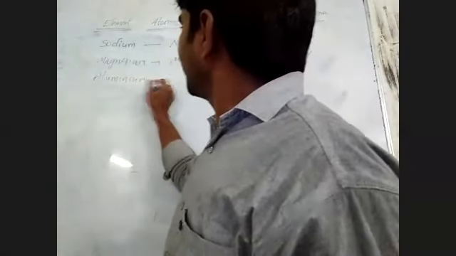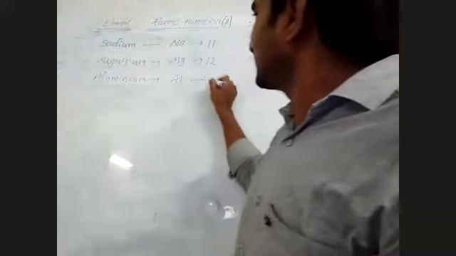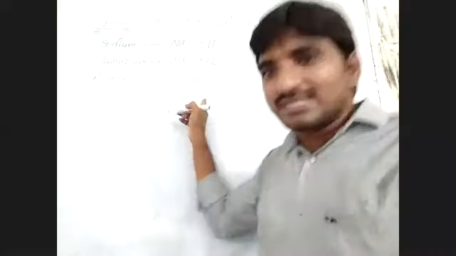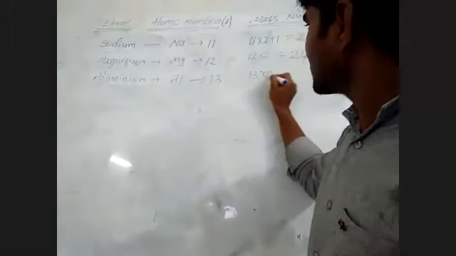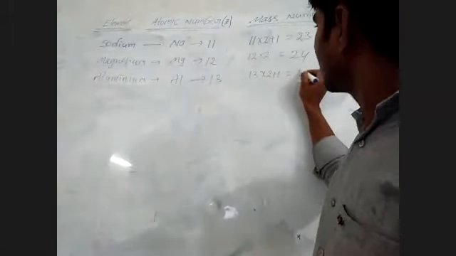Aluminium. What is aluminium? Al. Aluminium is Al, atomic number 13. So aluminium 13 means 13 is odd or even? Odd. So 13 into 2 plus 1 equals 27.